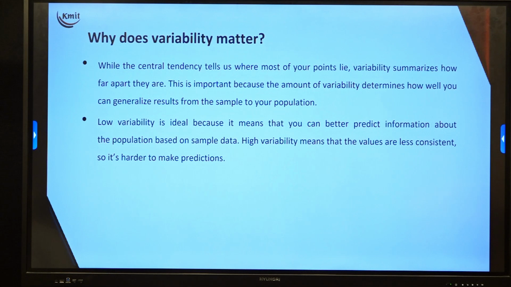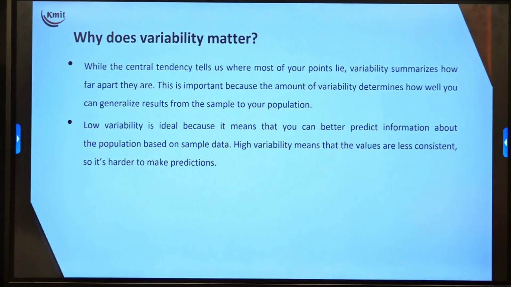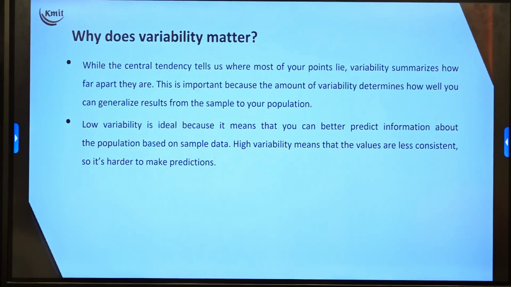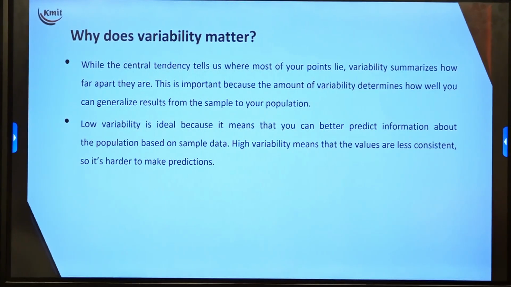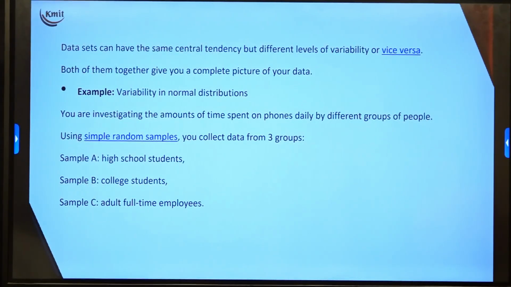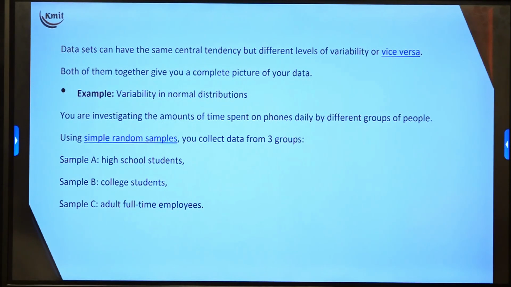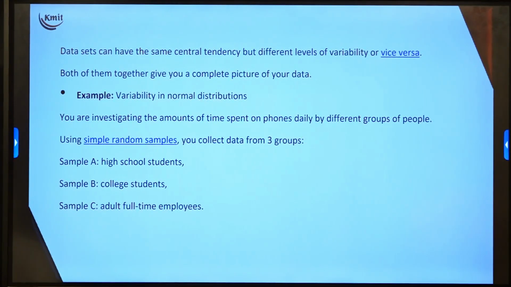We have also seen low variability is ideal because all the data values are put at one particular place, that is, a normal distribution is seen when we have low variability. When we talk about high variability, the values are less consistent and spread apart. When you have high variability, it is difficult for the machine to make predictions, right? Data sets can have the same central tendency but different levels of variability, or vice versa.